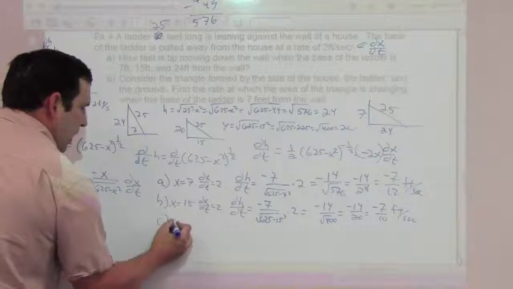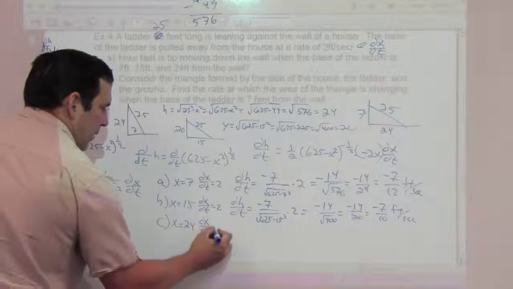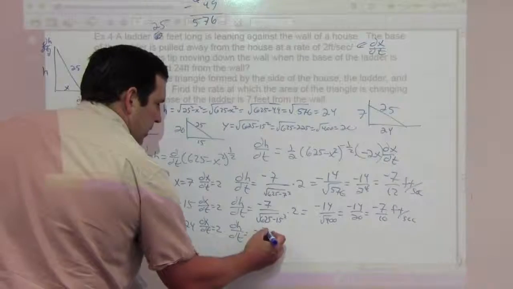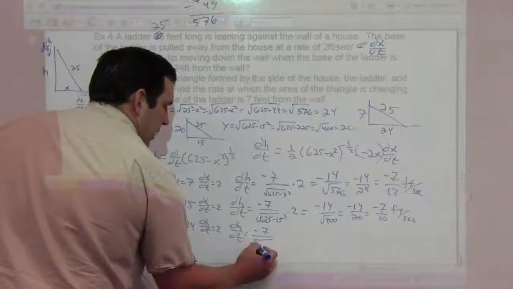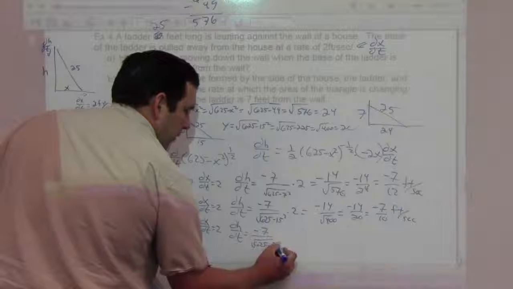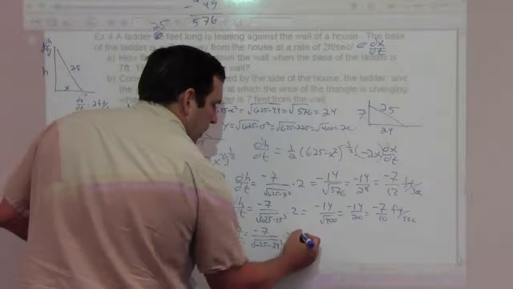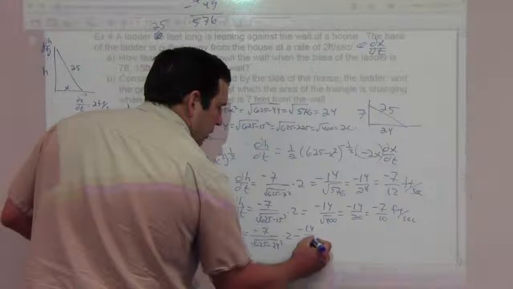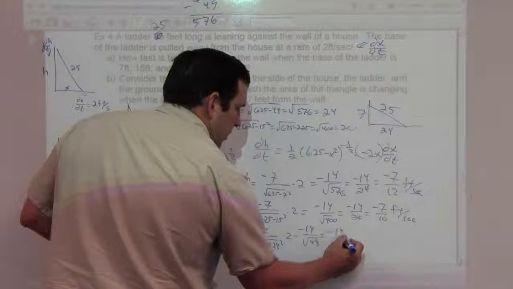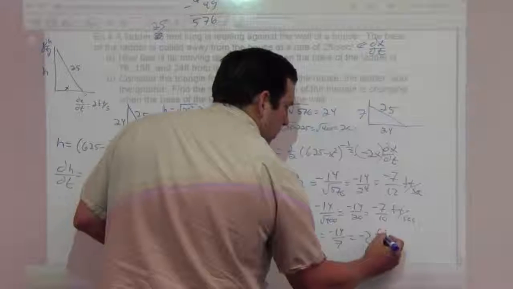And then for c, x equals 24, dx dt equals 2. dh dt is going to be negative 7 over the square root of 625 minus 24 squared times 2. That's going to be negative 14 over the square root of 49. So that's going to be negative 14 over 7. And that's going to be negative 2 feet per second.